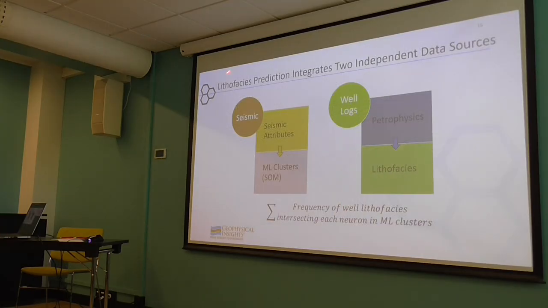So here's an example. We're going to go into lithofacies prediction. We're going to take the technology I just showed you and use the well data to assign different meaning to each of those individual neurons. So we start off with our seismic attributes, and from there we generate machine learning clusters, which is our self-organizing map. Now we're going to have a completely separate data source, our well logs. You start with your petrophysics, and we're going to use that to generate lithofacies along our wellbore.